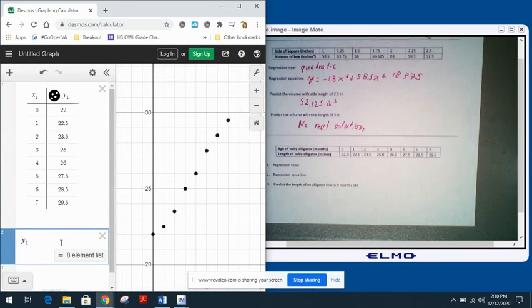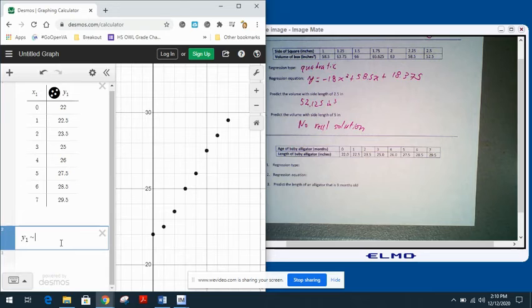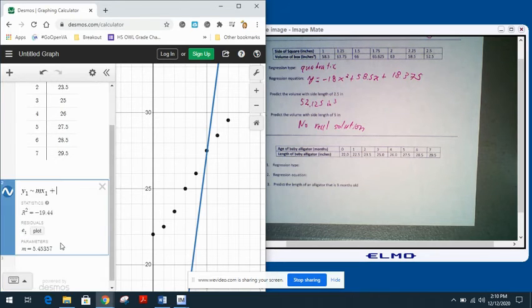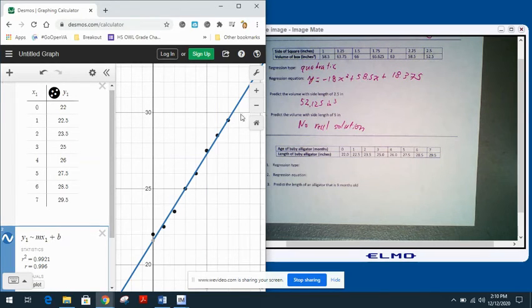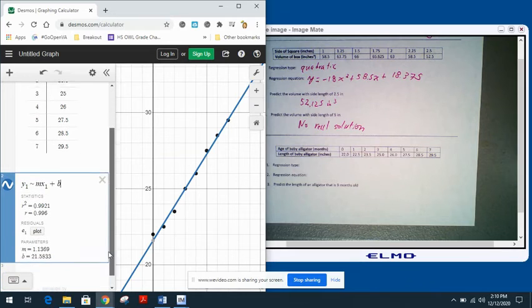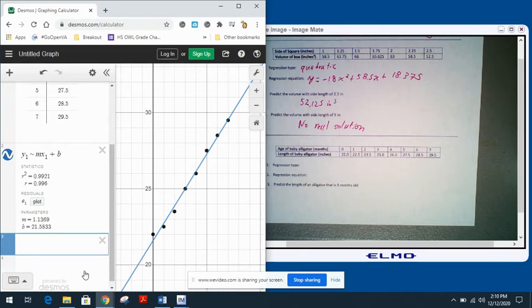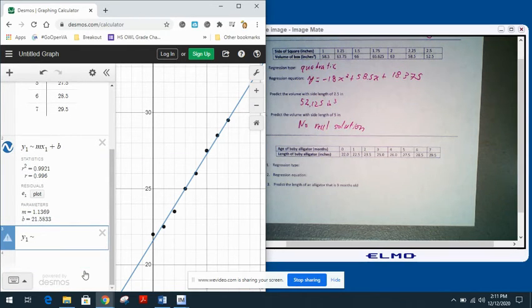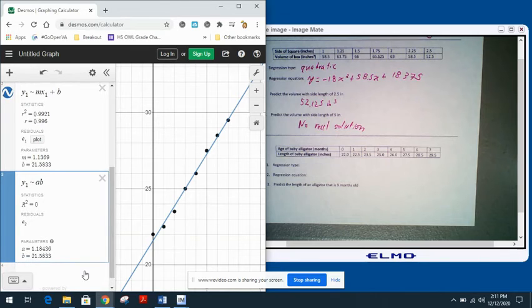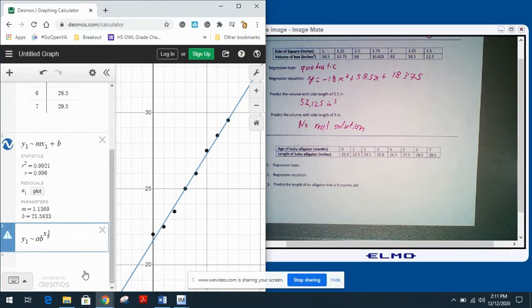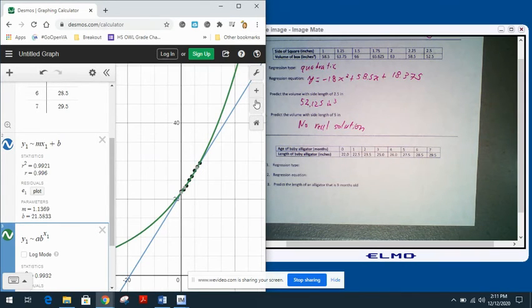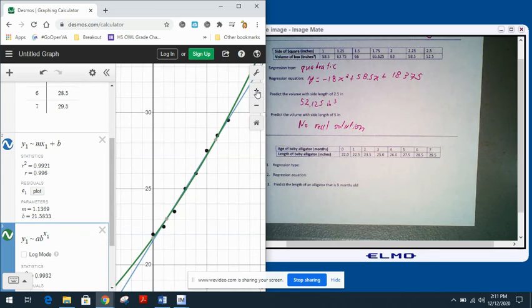So y1 ~ mx1 plus b. And again, that's a pretty decent fit right there. We can check some of the other ones. So we could do y1 ~ ab to the power of x1. And the green line, you can see, really isn't that exponential. It's really kind of straight right there.